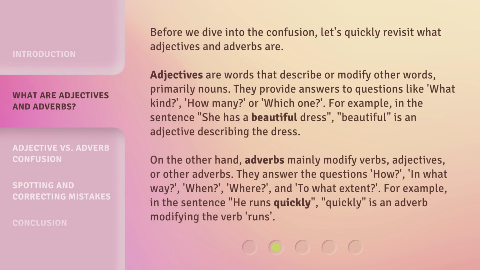Before we dive into the confusion, let's quickly revisit what adjectives and adverbs are. Adjectives are words that describe or modify other words, primarily nouns. They provide answers to questions like, what kind, how many, or which one. For example, in the sentence, she has a beautiful dress, beautiful is an adjective describing the dress.